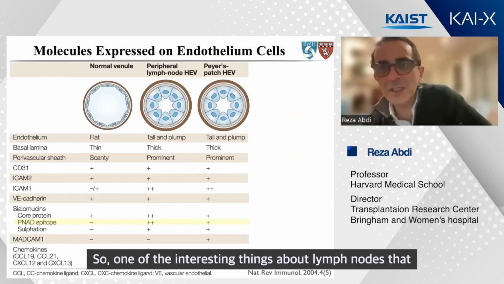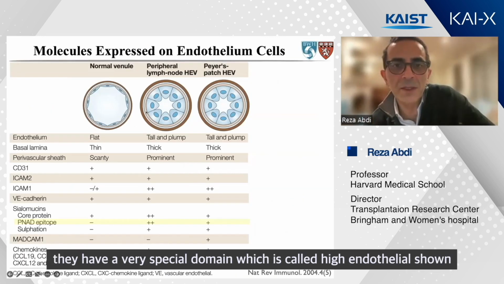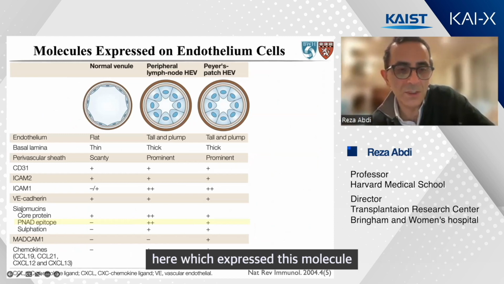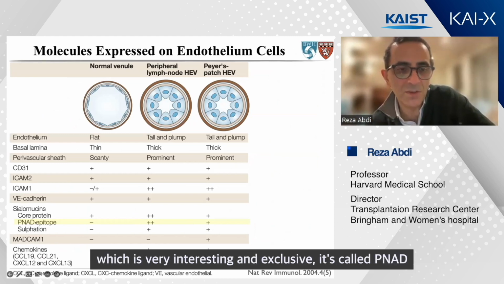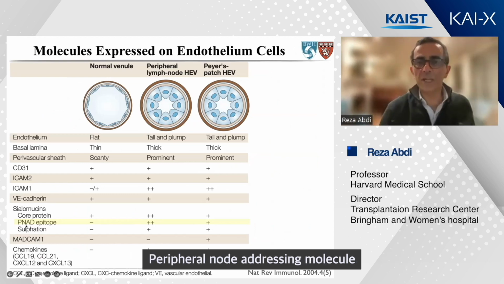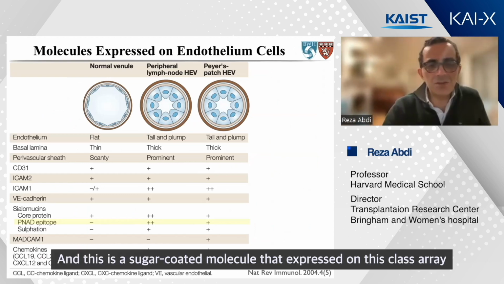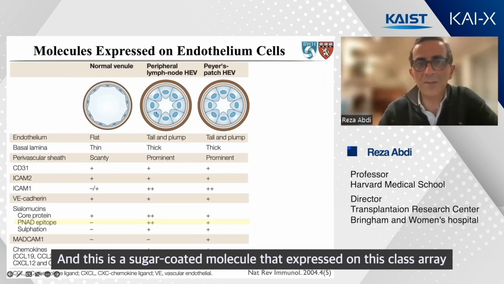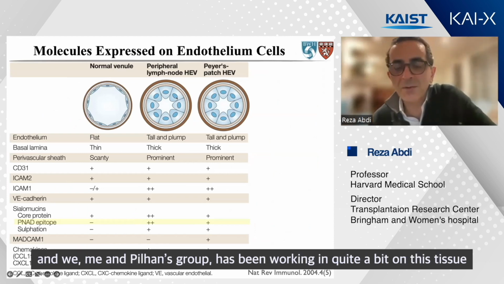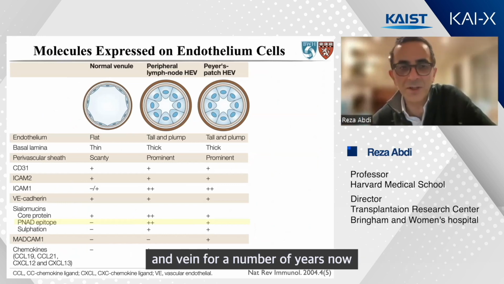So one of the interesting things about lymph nodes is that they have a very special vein, which is called the high endothelial venule, shown here, which expresses this molecule, which is very interesting and exclusive. It's called PNAD, peripheral node addressing molecule. And this is a sugar-coated molecule expressed on this class of vein. And Pilhan's group and I have been working quite a bit on this vein for a number of years now.